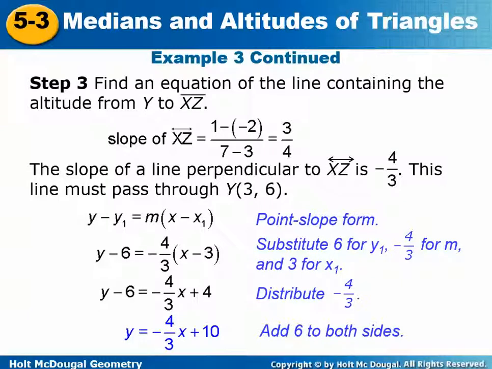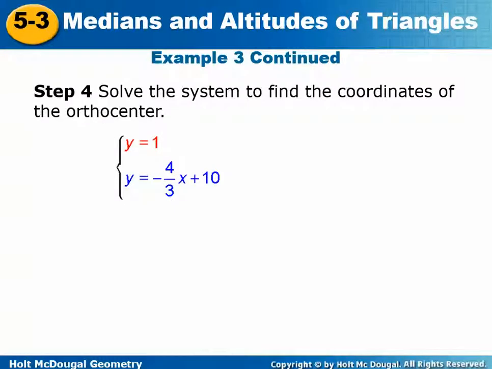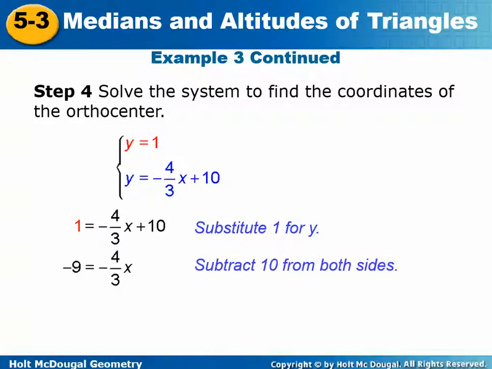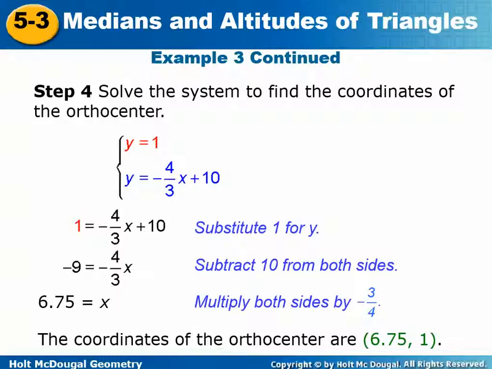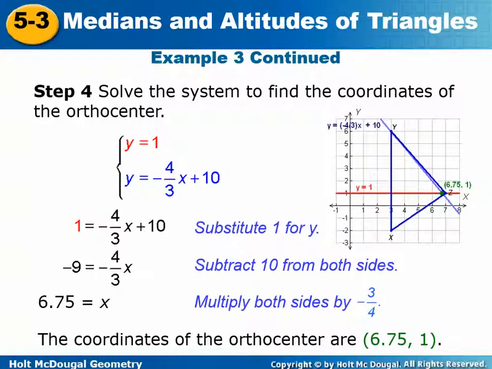Okay, now I have two lines, two equations. The horizontal line, which is y equals 1, and here's my new line. You can solve this system of equations. To do that, you can just plug y equals 1 into the other one, set them equal to each other, and you get 1 equals -4/3 x plus 10. Solve that for x, and we get that x is equal to 6.75. That means the y value we already knew was 1. That means the orthocenter is at (6.75, 1), just in front of Z, right there.